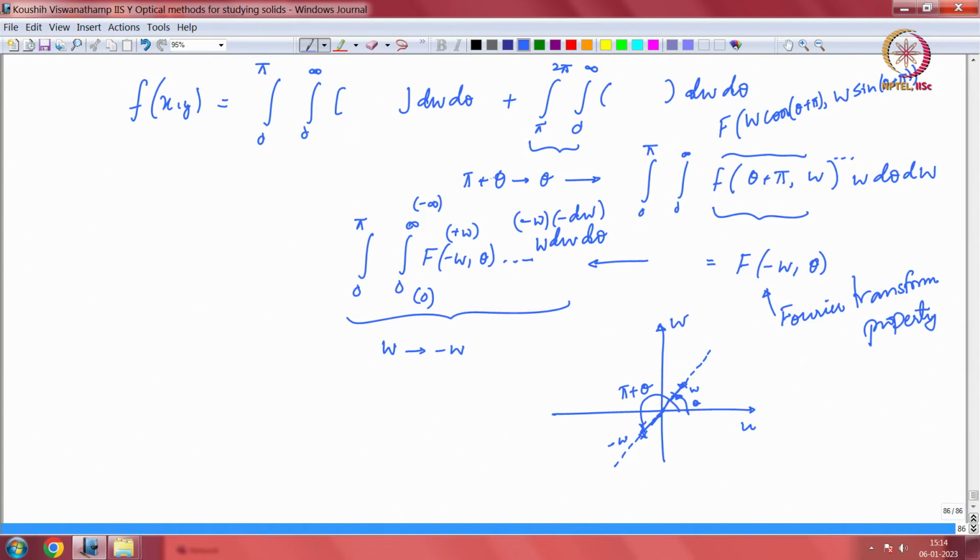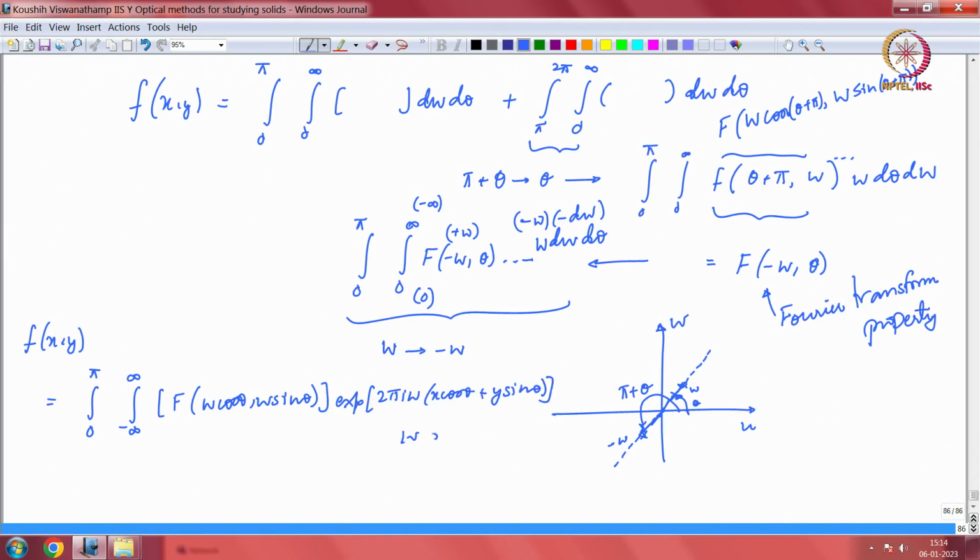So, if you do that and you combine that with the first integral, you can basically write f of x comma y is integral 0 to pi integral minus infinity to plus infinity of this entire thing, which I am going to write down now, which is f of w cos theta, w sin theta, exponential 2 pi i w times x cos theta plus y sin theta, times w dw d theta. Just some simple manipulation, nothing very fancy, and it is still the expression for the inverse transform.